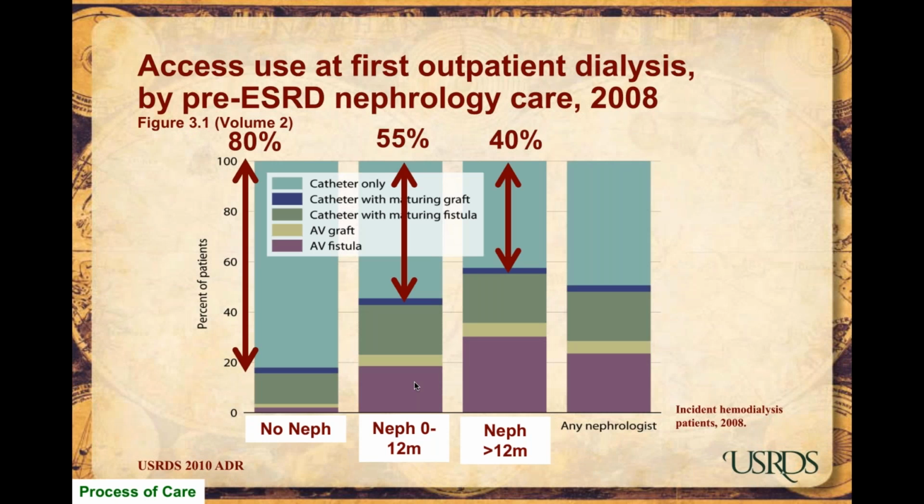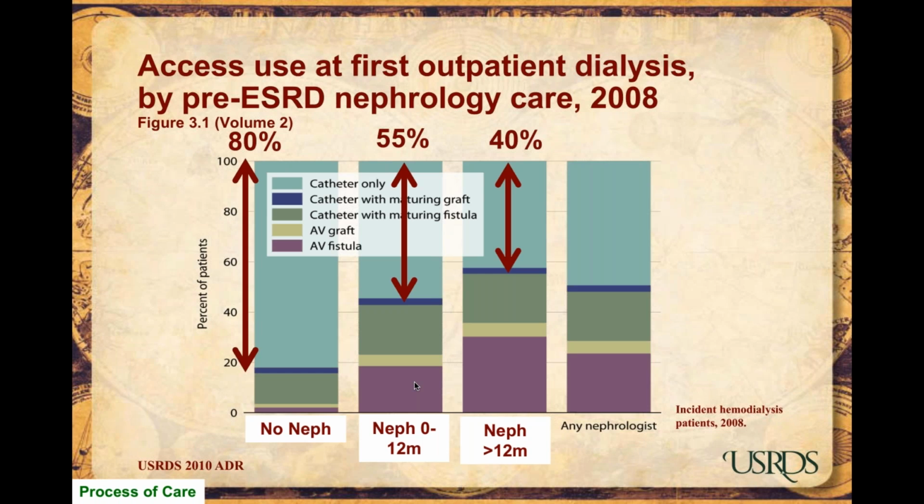So this is USRDS data. And basically what it shows is that if you have a patient who has never seen a nephrologist, 80% of these patients will start dialysis with a tunnel dialysis catheter with no other fistula or graft or other access in place. However, if a patient has seen a nephrologist for more than 12 months, this number goes down to 40%. It basically halves. So you can look at this data and say, wow, nephrologists are doing a really good job, a 50% reduction in incident tunnel dialysis catheter use.